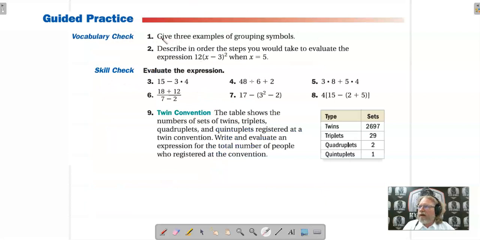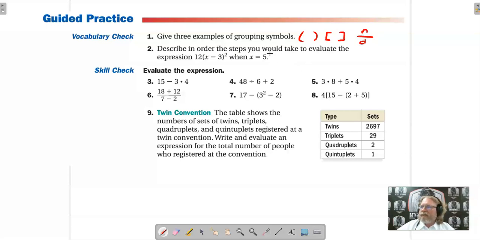So here in our guided practice section, vocabulary check, give 3 examples of grouping symbols. Well, we had parentheses, and so it could be done with parentheses. We could also have brackets, and we could also have a fraction bar where the numerator and the denominator have to be simplified before we can do the division.